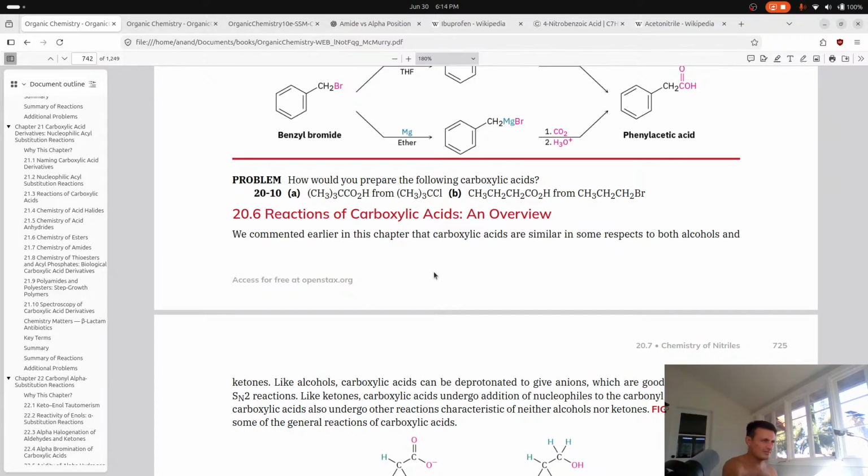Should I do this problem? I'm gonna do these problems because these are actually fun. I like synthesis stuff. All right, so we have what? A t-butyl group, and then a C. Oh wait, I think it's just that.